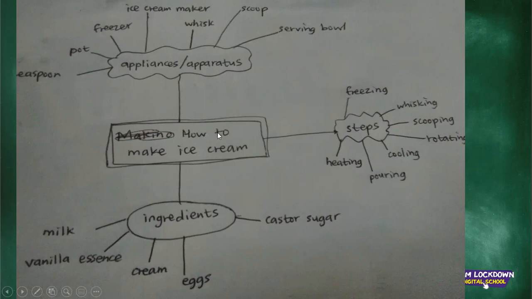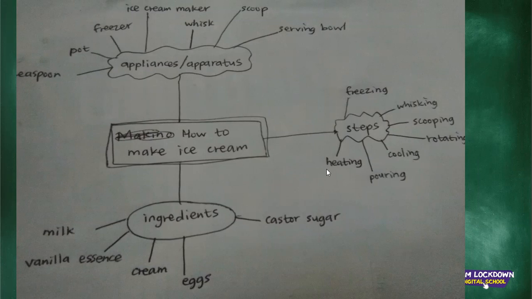Then we also think about another thing. We will be having our ingredients and the apparatus or the appliances. Then there will need to be some processes, right? What processes? These processes are what we call steps. In the steps that will need to be taken, there will be some freezing, some whisking, some scooping, some rotating, some cooling, some pouring, as well as some heating.